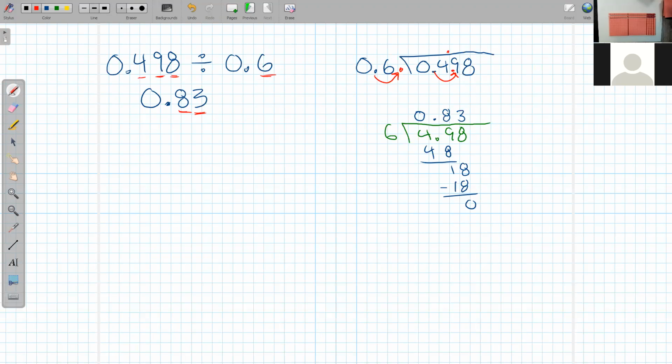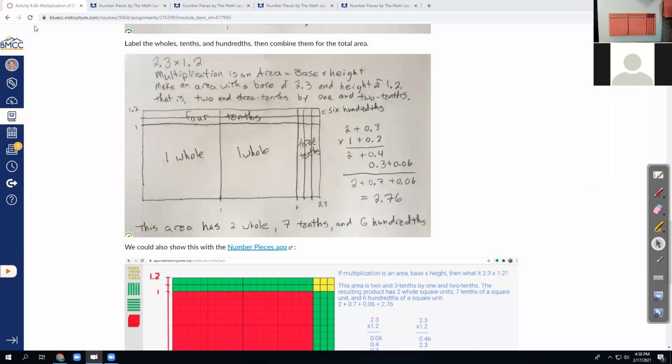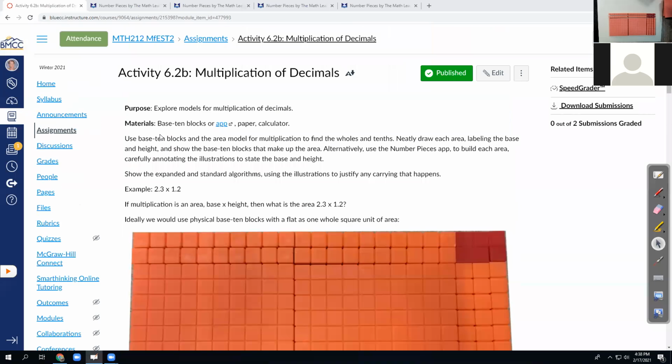All right, so we're just about out of time for fun with math. Let's take a look at where we are in the scheme of the course.